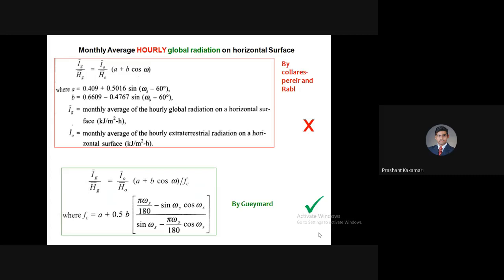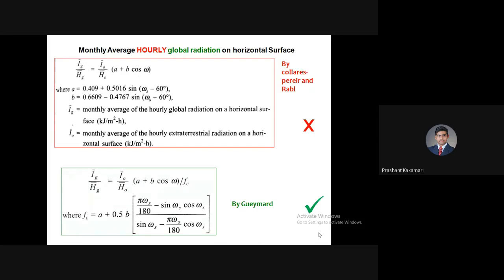These people, Collares-Pereira and Rabl, gave the A and B constants as A equals 0.409 plus 0.5016 sine of omega s minus 60 degrees, and B equals 0.6609 minus 0.4767 sine of omega s minus 60 degrees. According to their relations and empirical analysis, they have given these constants and how to find A and B.